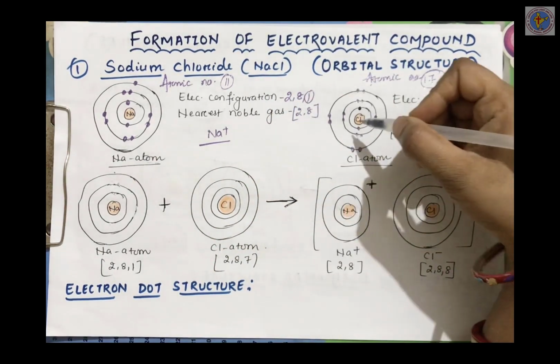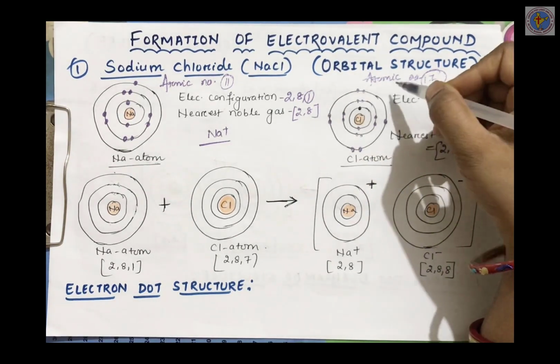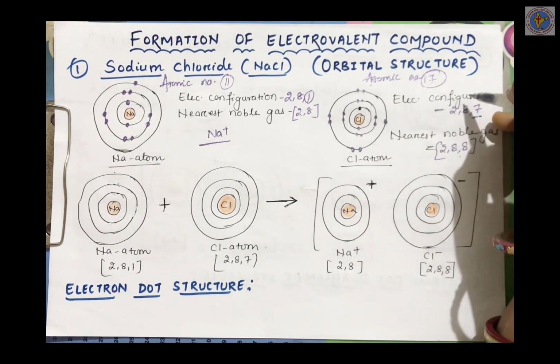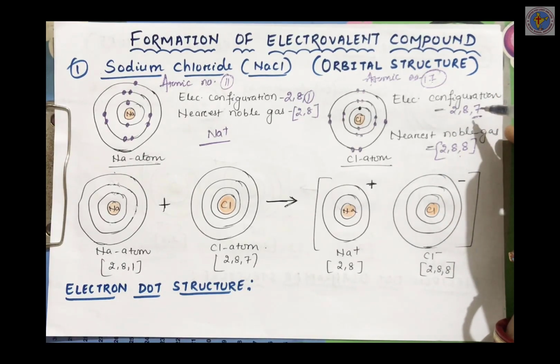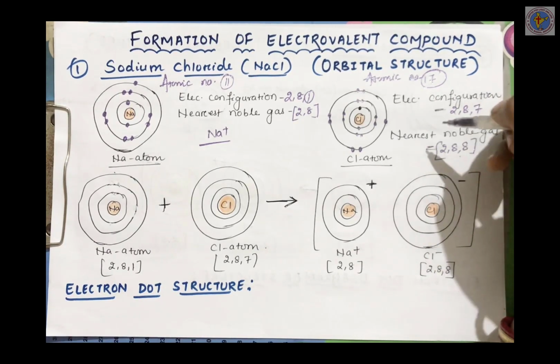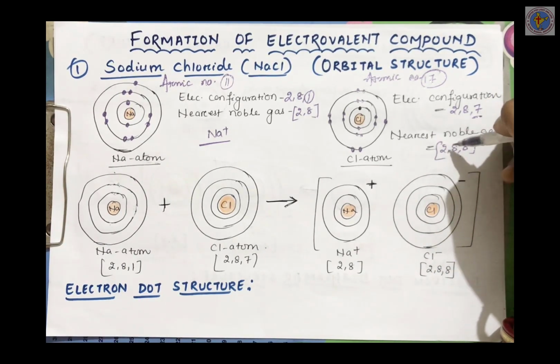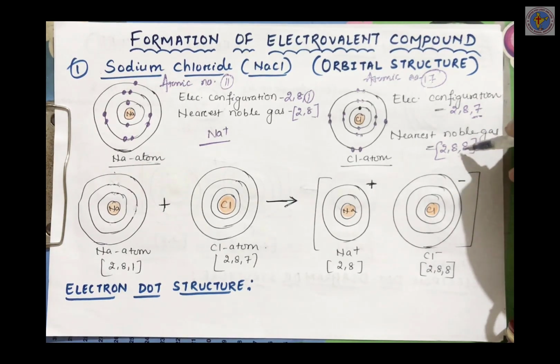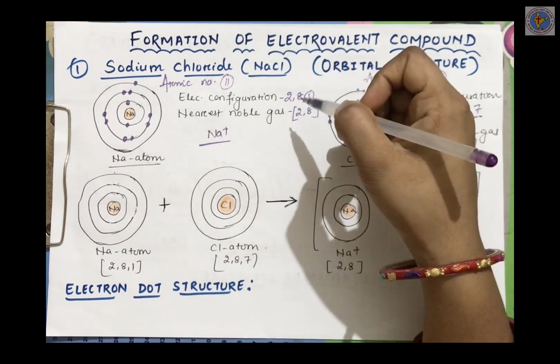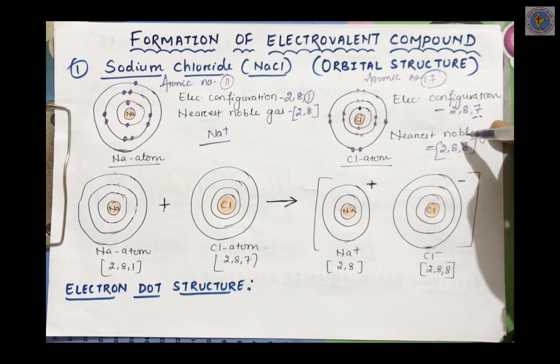Similarly, here you see, children, this is a chlorine atom. The atomic number is 17, so the electronic configuration is 2, 8, 7. That means in order to attain the stable electronic configuration, chlorine needs one electron. After getting one electron, the configuration, the nearest noble gas configuration, will be 2, 8, 8. That means it has 8 electrons in the outermost shell and it will attain the stable gas configuration, or we can say that it will become stable. So here sodium is going to lose one electron and chlorine is going to accept one electron.